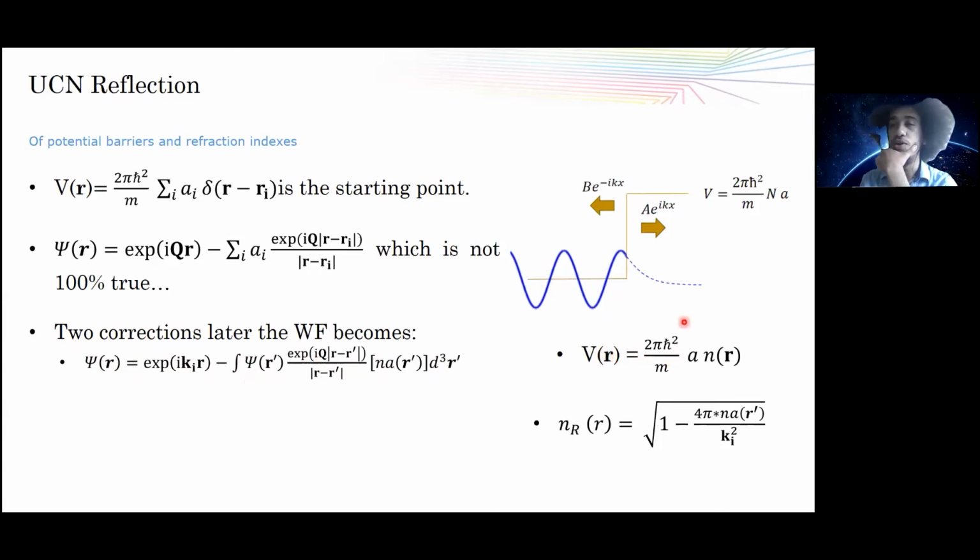and it is now a function of this n of r, which is the number density, which depends on the nucleus which is present at position r. Or you build up the wave equation and you extract the refraction index, which is also dependent on this density number.